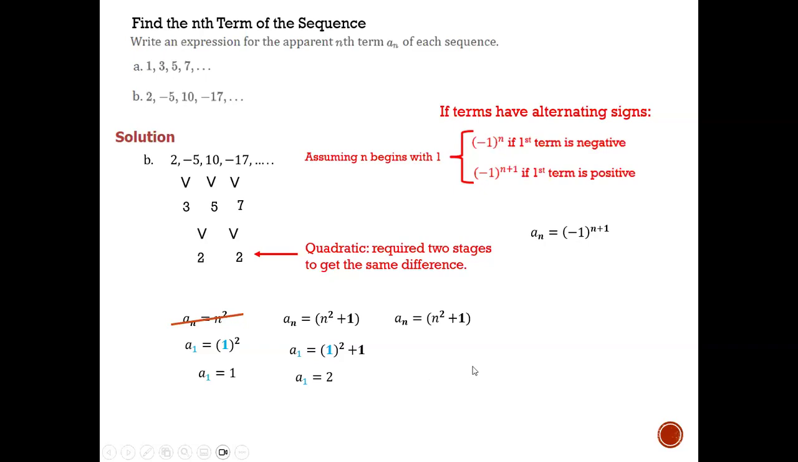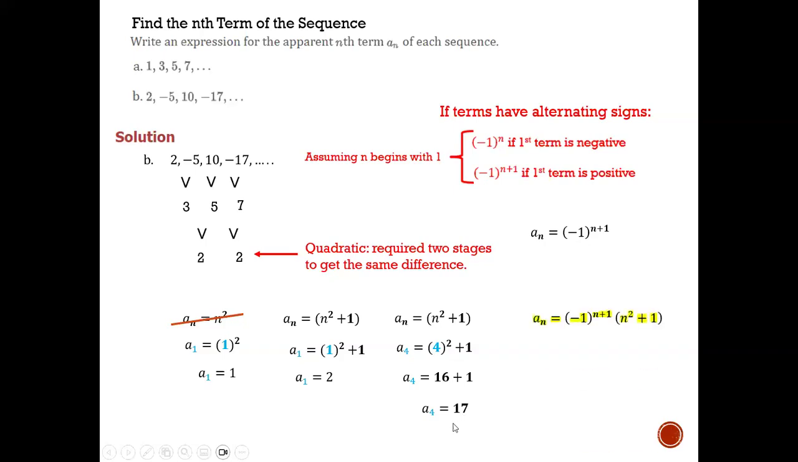So it worked for that one, but I'm going to try it again. Let's plug in a 4. So I should get the 17. Now, the negative is going to come from using this part of the expression. So right now I'm just going to see if I get the 17. So I plug in a 4. 4 squared plus 1. 4 squared is 16. 16 plus 1 is 17. So a sub 4 is 17.